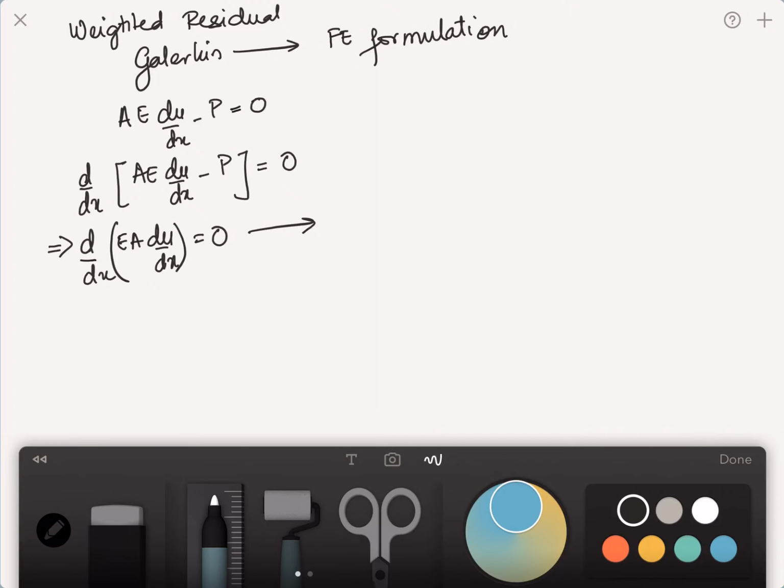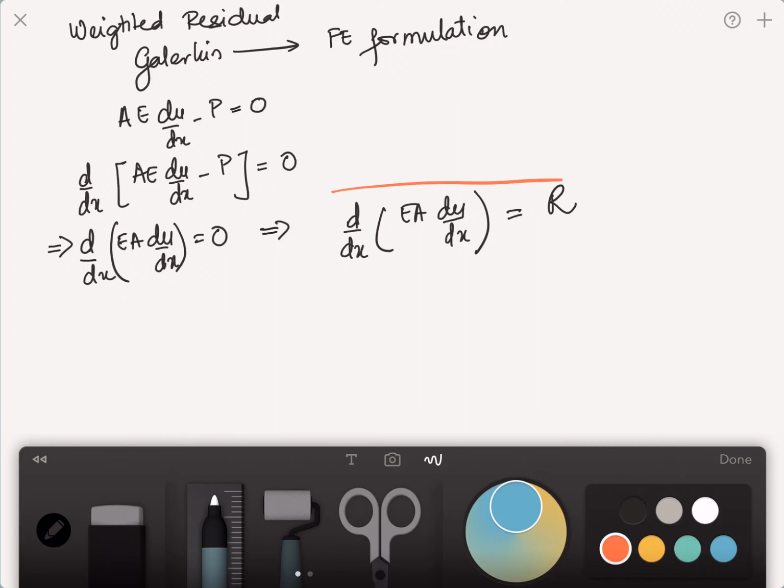This is basically the function that we are going to start with, the differential of the governing equation. When we write this in the form of d/dx of EA du/dx and bring the 0 to this side, there's nothing to remove, so this becomes equal to the residual. That is basically the function that we are looking for as a residual.